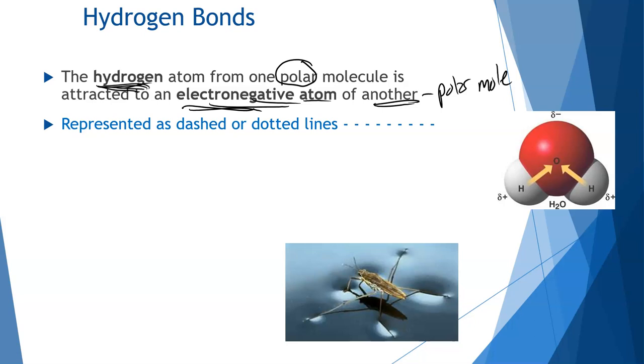Let me explain. So let's say we have H2O. We're going to use that example. We have an oxygen. We have two hydrogens. We already talked about how oxygen is bigger, so it's naturally going to pull those electrons to make it a little negative, and the hydrogens lost an electron, making them a little positive. That's what we learned for covalent bonds.